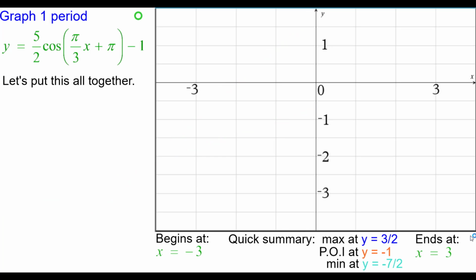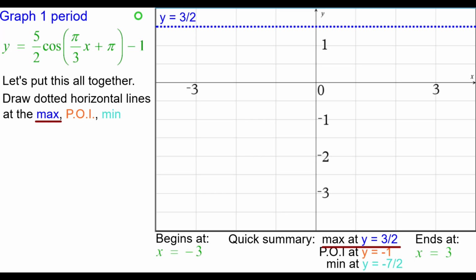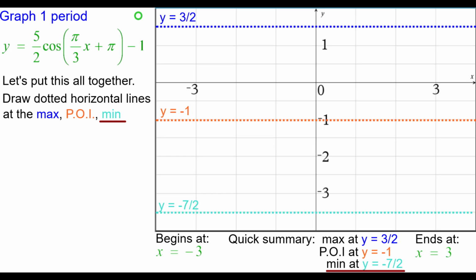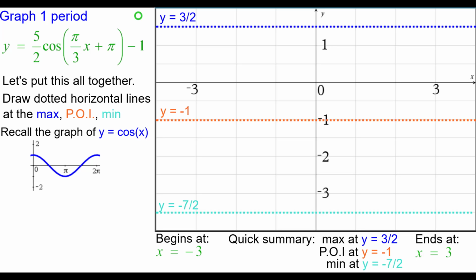So now we need to put all of these facts together. And so what I suggest doing is drawing dotted horizontal lines along the y values of the points of interest. So the maximum is along y equals 3/2. The points of inflection are along the line y equals negative 1. And the minimum is along the horizontal line y equals negative 3.5. Using the graph of the cosine, we start at a maximum, normally at 0, 1. But for our graph, it starts at -3, and our maximum is 3/2. So -3, 3/2 is plotted. That's our first point.